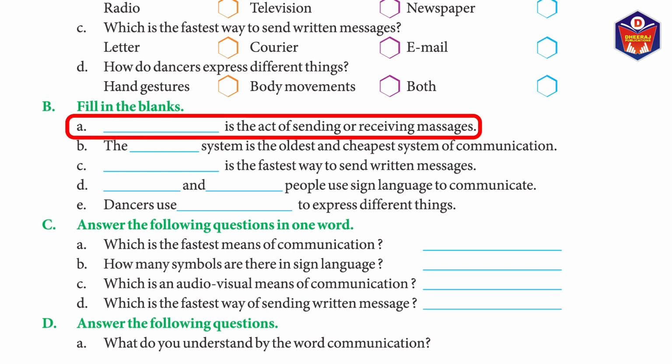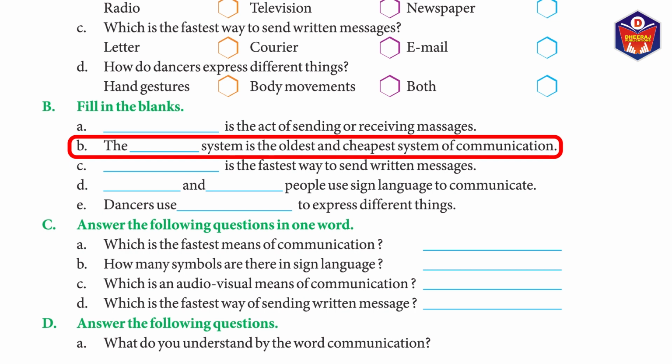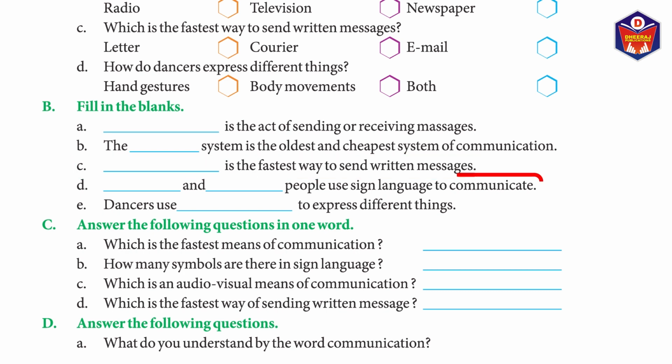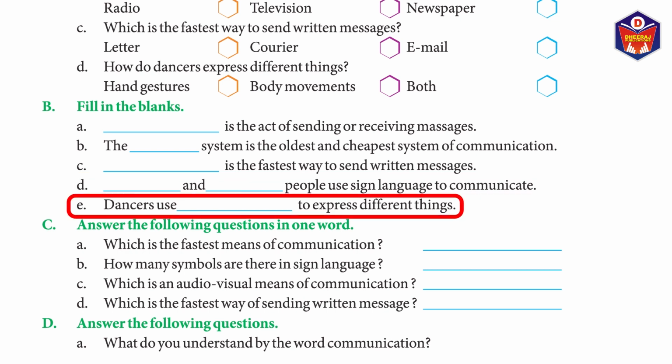B. Fill in the blanks. A. Dash is the act of sending or receiving messages. Answer: communication. B. The dash system is the oldest and cheapest system of communication. Answer: postal. C. Dash is the fastest way to send written messages. Answer: email. D. Dash and deaf people use sign language to communicate. Answer: dumb and deaf. E. Dancers use dash to express different things.